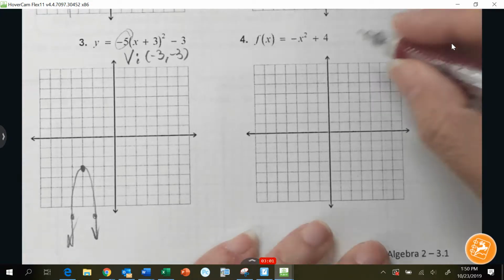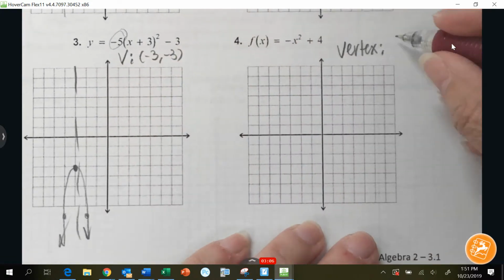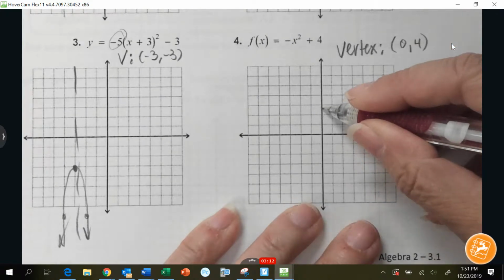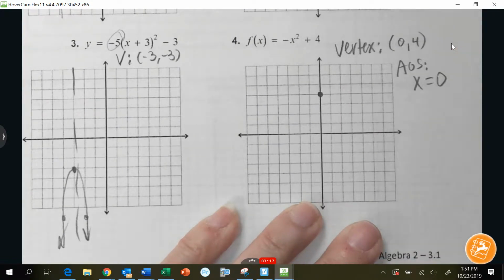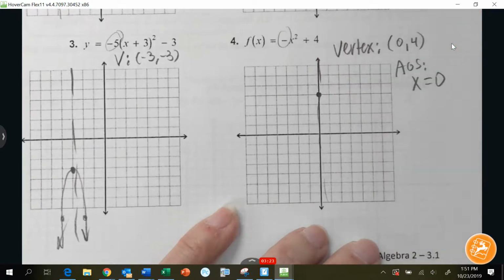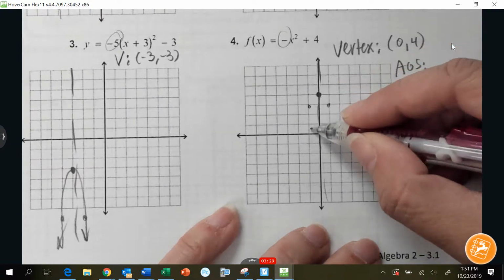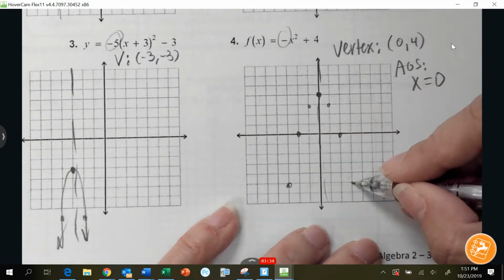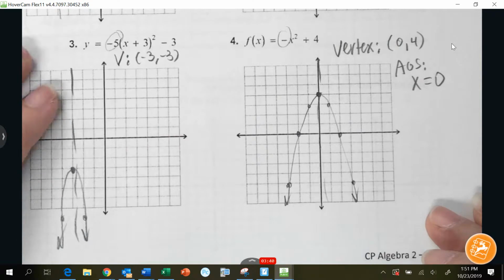This one right here, where's our vertex? I did forget it. Here it is. Where's our vertex? Where is it? 0, 4. And my axis of symmetry for this one is x equals 0. So it's right there in the middle. And then what's this tell me? You're going down. Reflection, but it's still that same standard parent function stretch. So I can find the rest of the points really easy from there. Yay, good review.